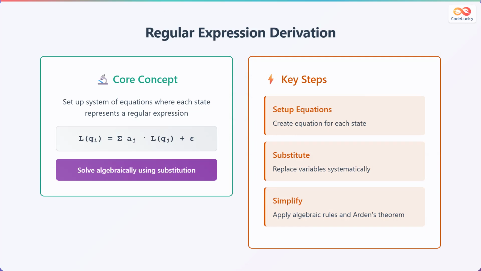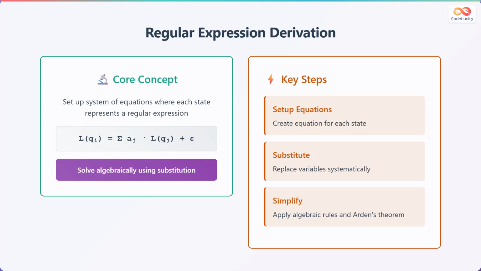Now let's explore the regular expression derivation method. The core concept is to set up a system of equations where each state represents a regular expression. The equation is L of Q_i equals sigma, a_j multiplied by L of Q_j plus epsilon. Here you need to solve algebraically using substitution.